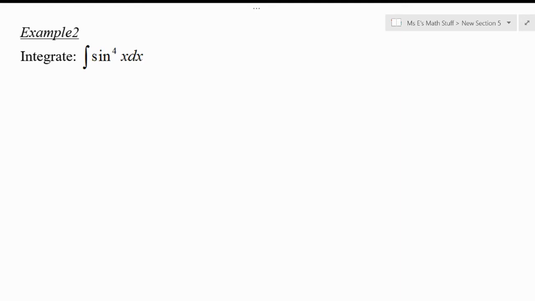So with that said, what on earth are we going to do with this? Really, what you could do is hone in on the problem: we have sine to the fourth, we have sine raised to this power, but we don't have any cosine. And so basically we're wishing we didn't have that, right?